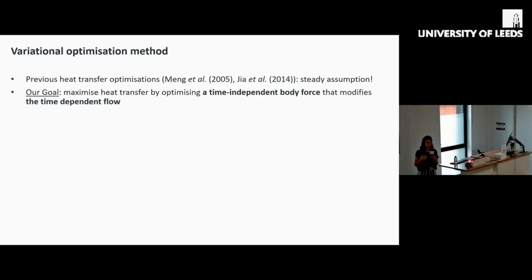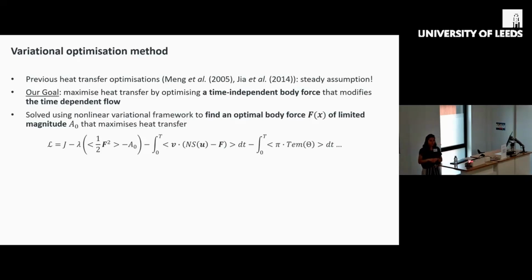So we want to be able to capture all of this. So instead, what we do here is to maximize heat transfer by optimizing a time-independent body force that can modify the time-dependent flow. So we want to take into account how the dynamical characteristics of the flow can affect the heat transfer. So we can use the Lagrangian multiplier framework or variational framework, similar to what we've done before.